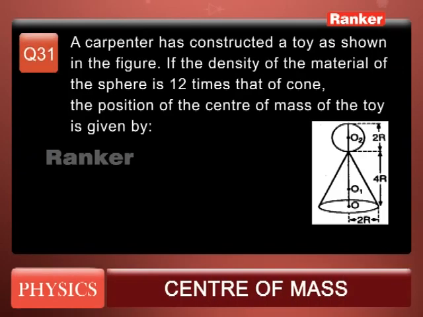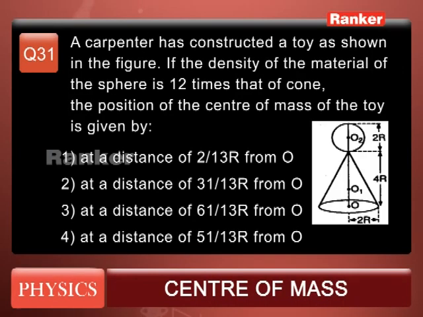Question number 31. Question is this: a carpenter has constructed a toy as shown in the figure. If the density of the material of the sphere is 12 times that of the cone, the position of the center of mass of the toy is given by. First option, at a distance of 2r from O. Second, at a distance of 3r from O. Third, at a distance of 4r from O. And fourth option, at a distance of 5r from O.